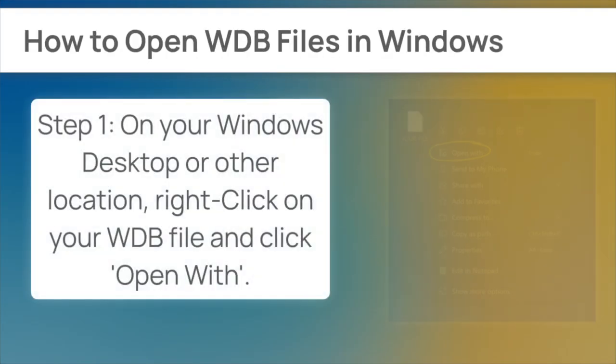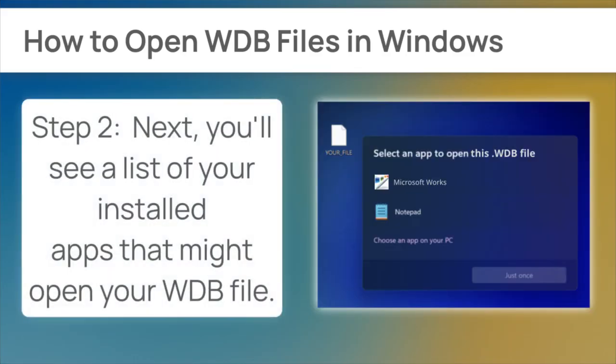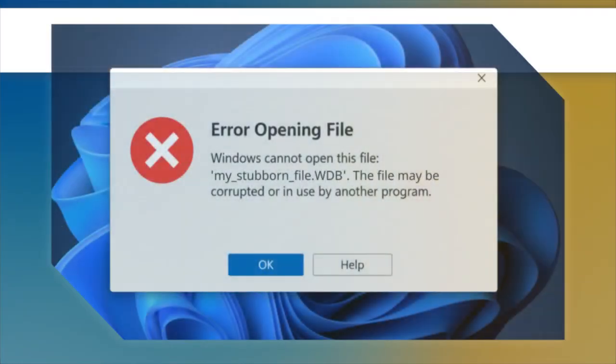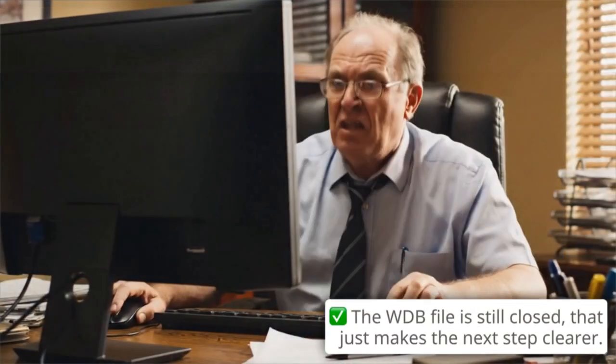We are checking for a viable reader. Right-click your WDB file and select Open With. Use Microsoft Works if installed. If it's not there, try a different program. We need to find the correct decoder. When a WDB file fails to open, it is usually for a basic reason. We've got this under control.